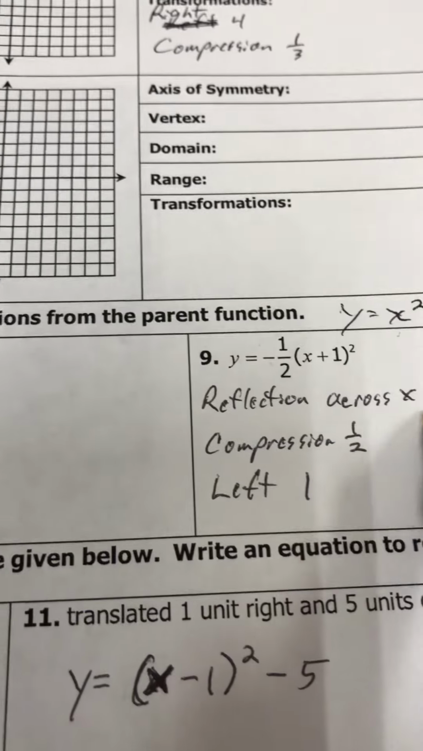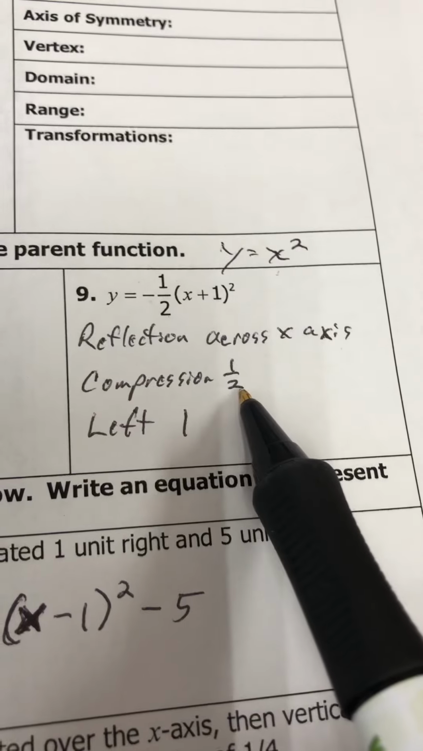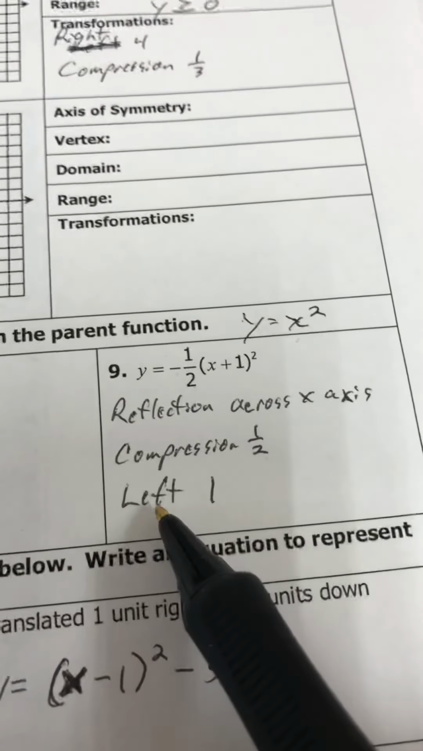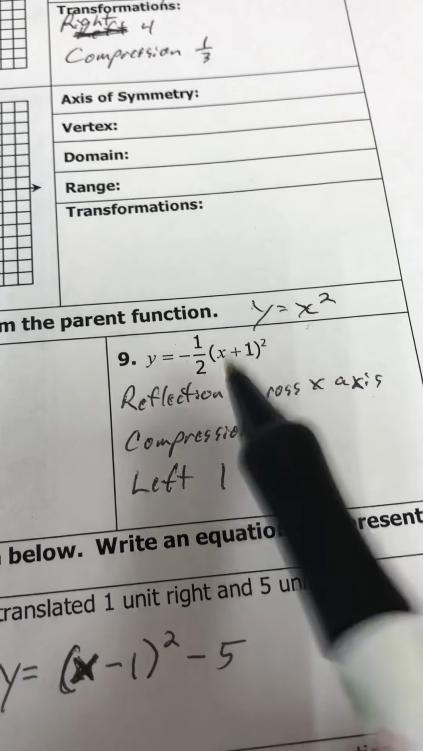This minus says it's a reflection across the x-axis. And this is a compression of 1/2, like we have the compression of 1/3 here. It's going to be a compression, so it's going to compress down on the x-axis. And it's going to be left 1 because of the plus 1 there.